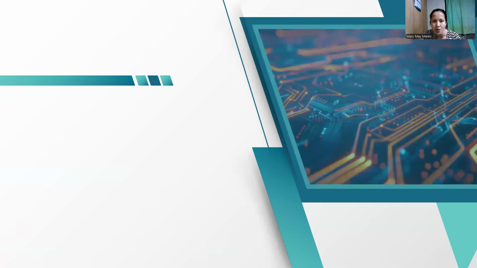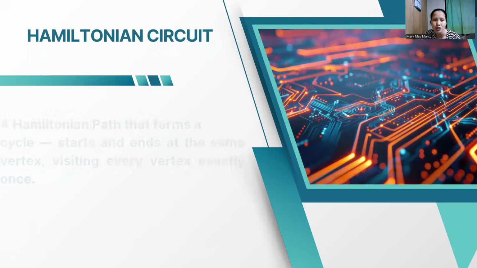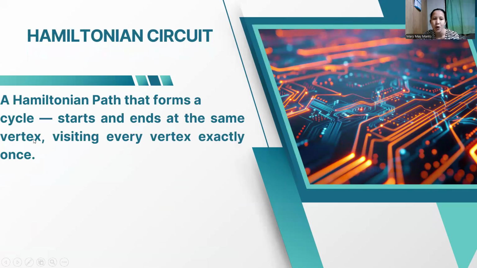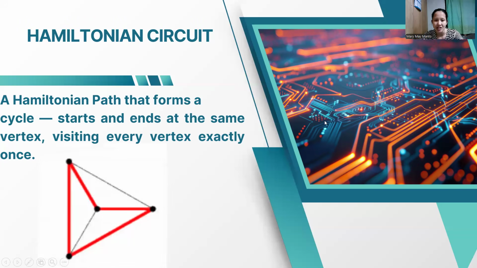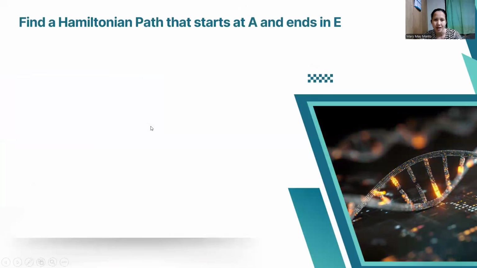Okay. And of course, when we say Hamiltonian circuit, it is a path that forms a cycle. It starts and ends at the same vertex. It visits every vertex exactly once, but in a path, you do not necessarily return to your starting point, while in a circuit you have to go back to your starting point. Just like this example. Okay? Yeah, you go back. Okay. That's it. So Hamiltonian path.